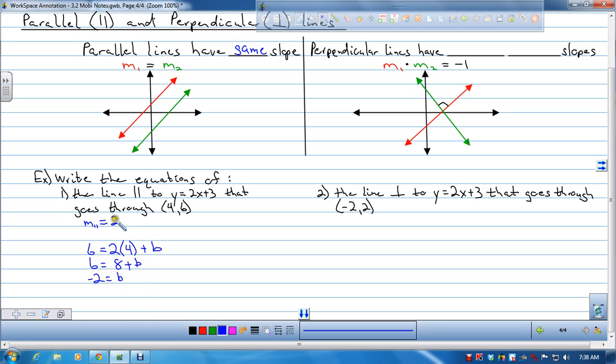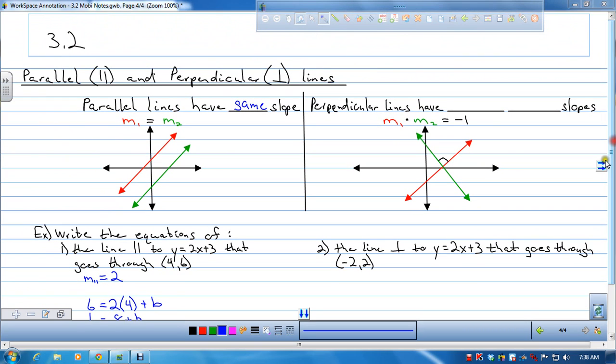So now I know m and I know b, therefore I can write the equation y equals 2x minus 2, and that would be the equation of the line that is parallel to this line and that goes through this point. And those are parallel lines. Now let's look at perpendicular lines.